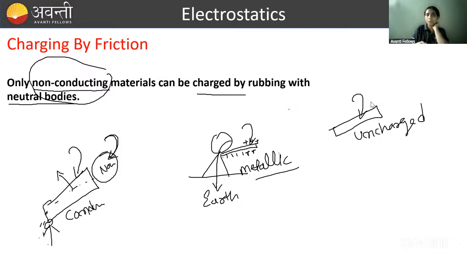I said only non-conducting material can be charged because only non-conducting can retain charge on itself. Conducting will also get charged, but within a fraction of a second, it will transfer that charge to the earth through us. But if you're wearing gloves or something, that will make sure the charge is not getting transferred. So in that case, yes, you can charge conducting materials too, but with bare hand we cannot do. Okay? That was my point.